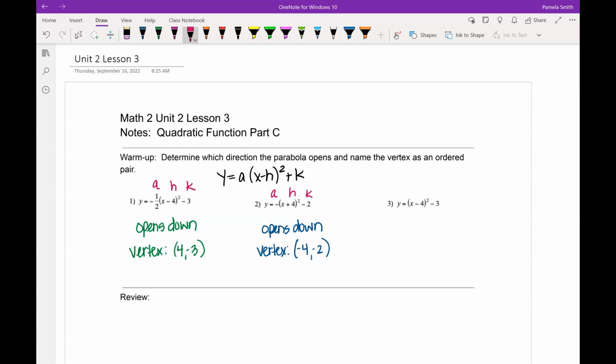Number 3, y equals the quantity x minus 4 squared minus 3. So there's still an A, an H, and a K. Is this one going to open up or open down? Yeah, that positive 1 there, so this opens up. And my vertex, 4, negative 3.